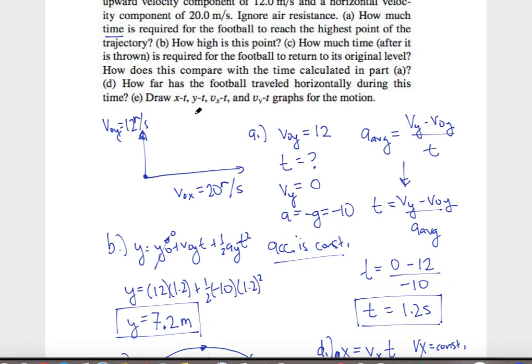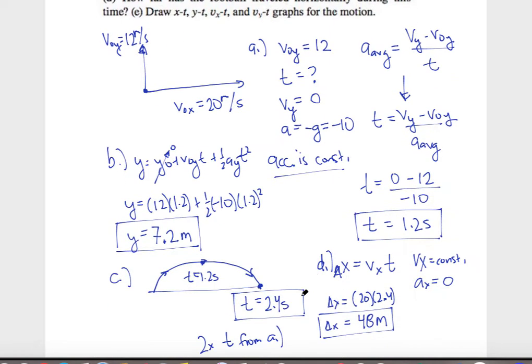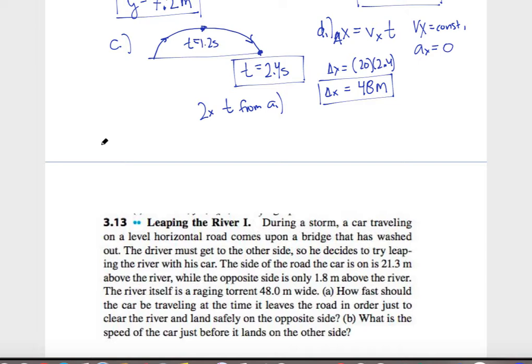Now, part E says to draw x-t, y-t, vx-t, and vy-t graphs for this motion. So in the x direction, we're going to start at the origin, and we're going to move at a constant speed. So we should just have something that looks like a straight line with a positive slope. If we really want to label it, we could say that at the end of it, it has 48 meters in 2.4 seconds. Try not to go over the page here.